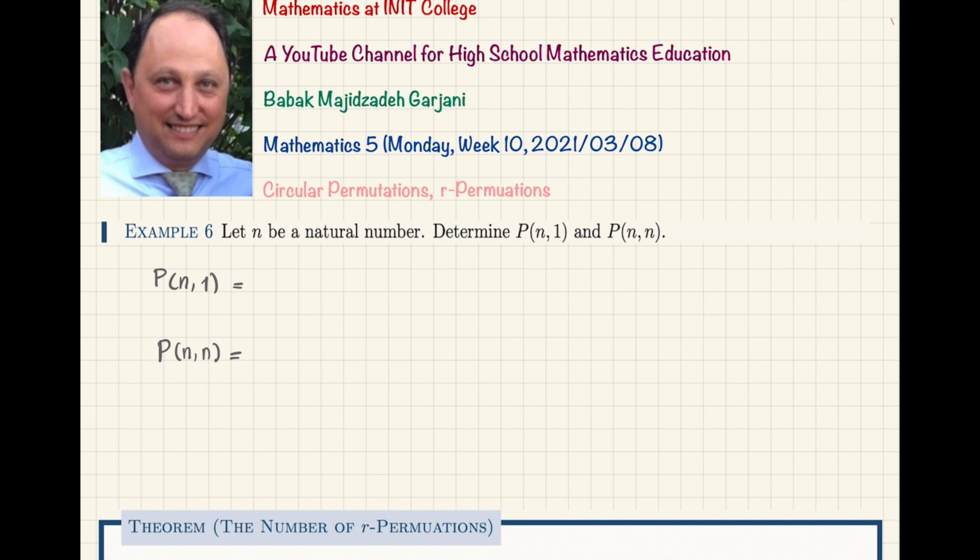Are the answers n and n factorial? Yeah, very good, very good. Yes, thank you. So it means that you actually understand what's going on. So what is the meaning of P(n, 1)? Here it means that I have n distinct objects. I want to write all 1-permutations and count them. What is a 1-permutation? It means that I choose one object and arrange it. There is no arrangement if I just choose one object.